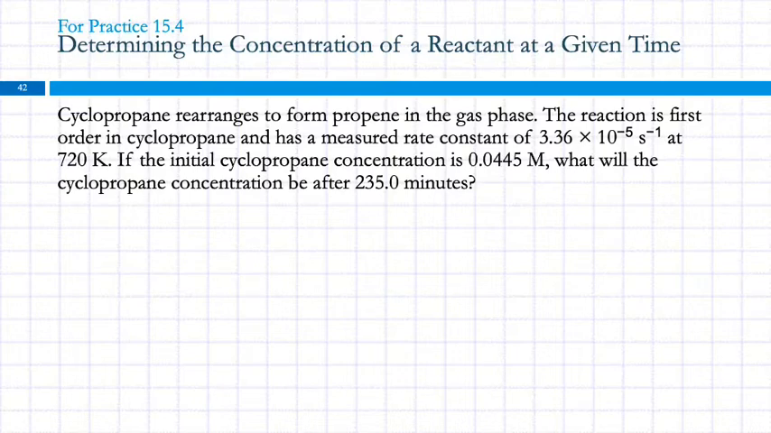Cyclopropane rearranges to form propene in the gas phase. That's kind of like backstory. We can say, oh, that's nice. Now for the real stuff. The reaction is first order in cyclopropane and has a measured rate constant of 3.36 times 10 to the minus 5 per second at 720 Kelvin. If the initial cyclopropane concentration is 0.0445 molar, what will the cyclopropane concentration be after 235.0 minutes?